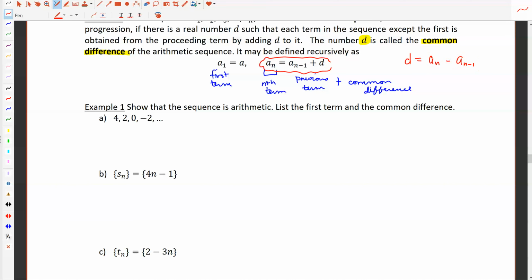So let's take a look at a couple of examples, and we're going to show that the sequence is arithmetic. Right? So we're going to be given that each one of these is arithmetic, and we're going to verify it is. We're going to list the first term, and then we're going to also find the common difference. So for my first sequence, it's 4, 2, 0, negative 2, and so on. Right, so my first term can be notated as A sub 1, and in this case, it's going to be 4.